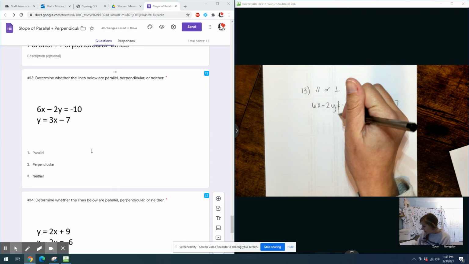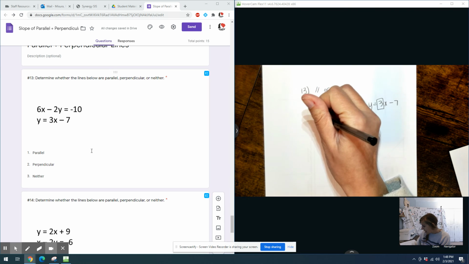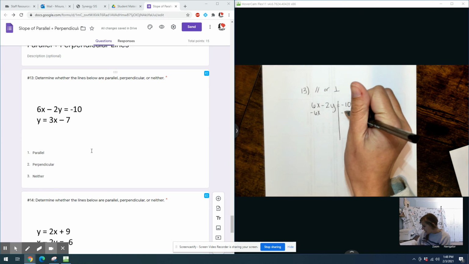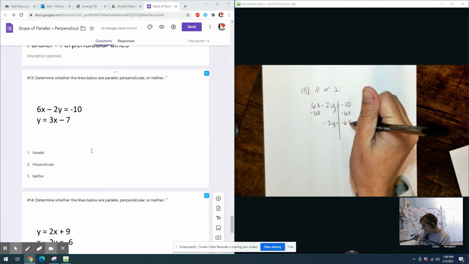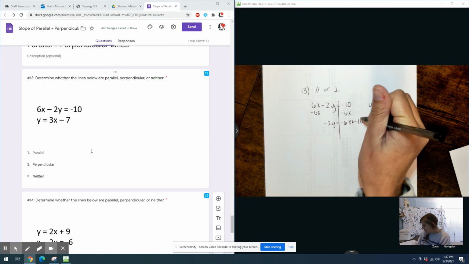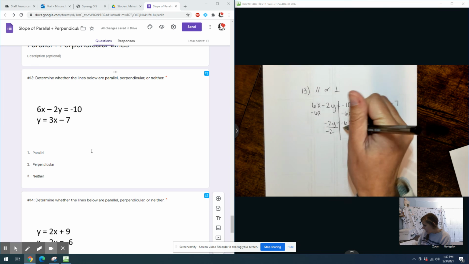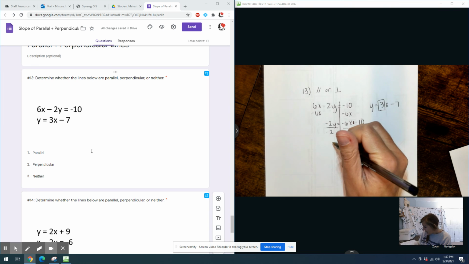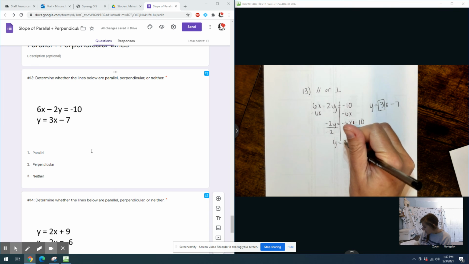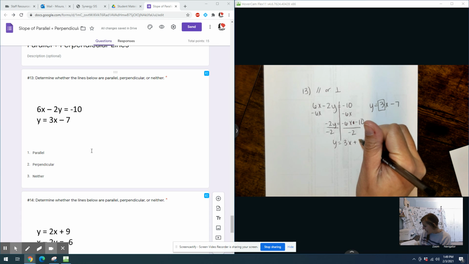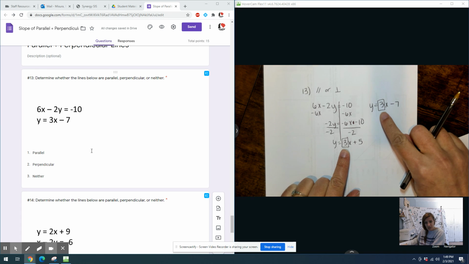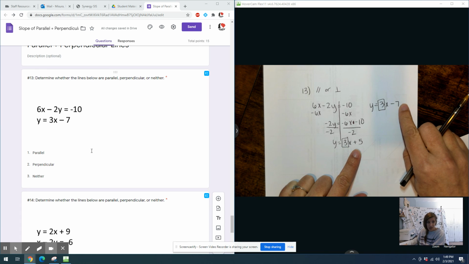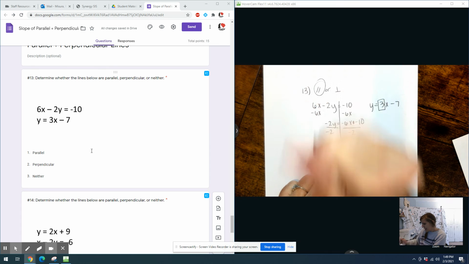So on this one, if you remember, I had to get y all by itself. So I subtracted the 6x both sides. And then, minus 10, had to divide by the number on y. And so we have y equals 3x plus 5. And so now I can see my slope. And these two slopes are the same. And they have different y-intercepts. So that makes them parallel.